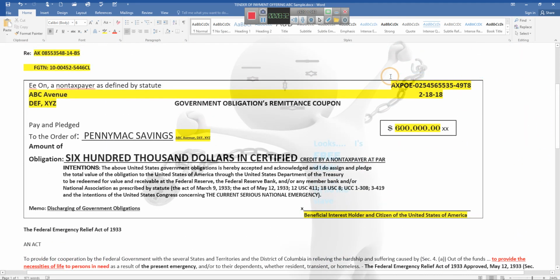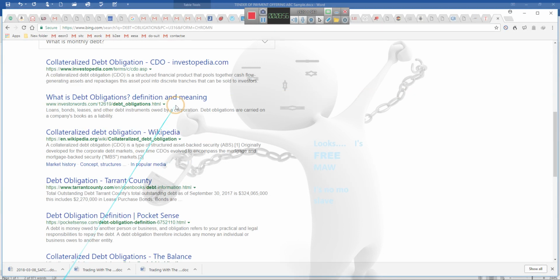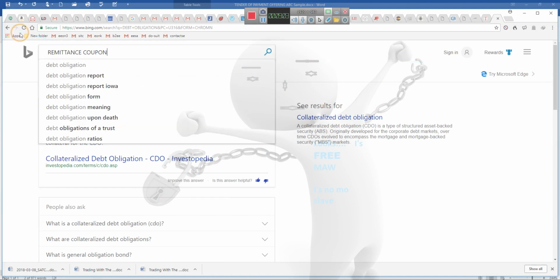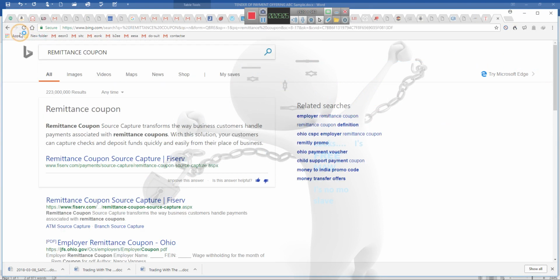Well, you're using your money order. You're saying it has value. Oh, I'm not using the money order to pay the debt. No, I'm using the money order as a government remittance coupon because it's a government obligation. What do you mean remittance coupon? What does that mean? Well, let's do that because some of y'all are new, so y'all don't know how to do research. Every word I use, I'm using it for a reason. I'm not just making up words here. I'm not trying to make it sound nice and fancy. I am using words for a reason.